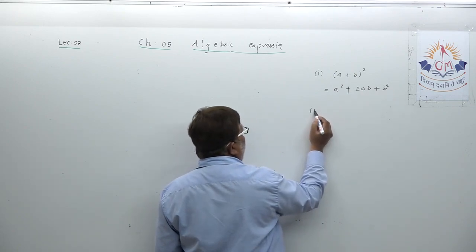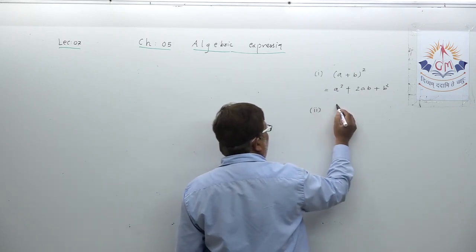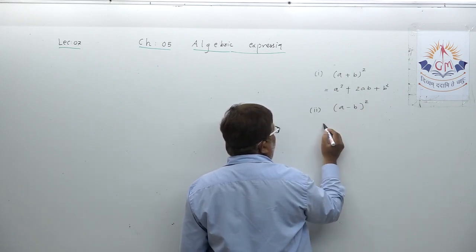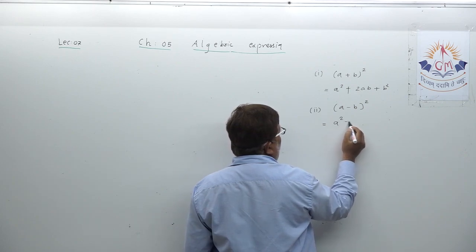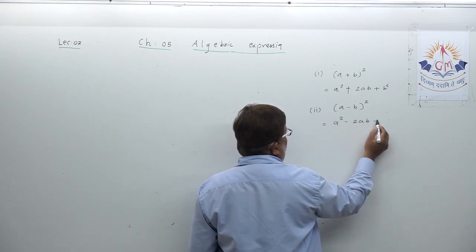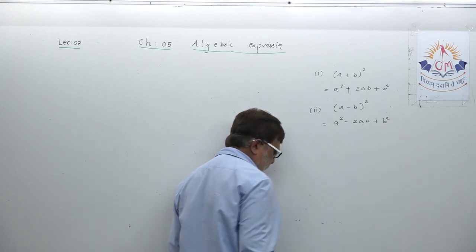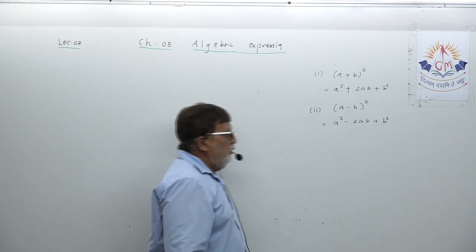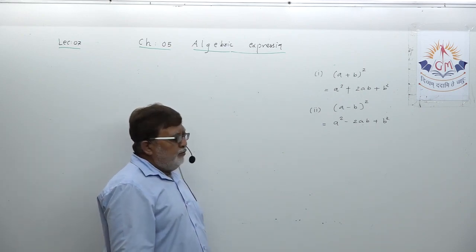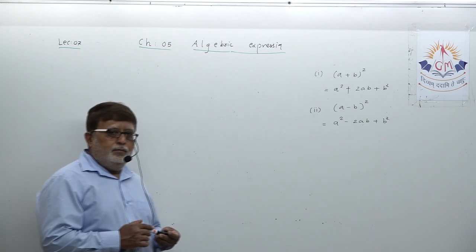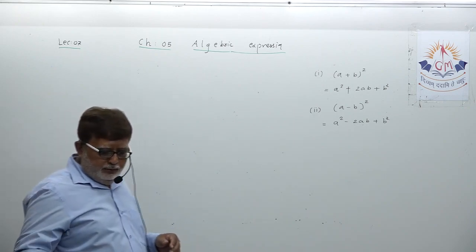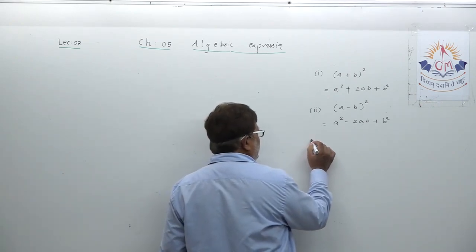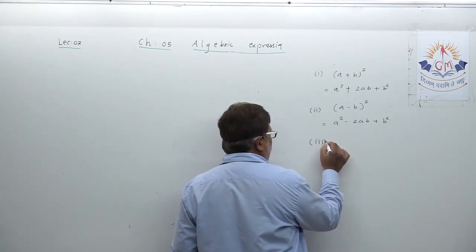Similarly, dear student, you also remember the same identity with the sign changed: a minus b whole square, a square minus 2ab plus b square. You know this identity also, okay? A plus b whole square and a minus b whole square. Understood? Now, dear student, one another identity I am writing it here.